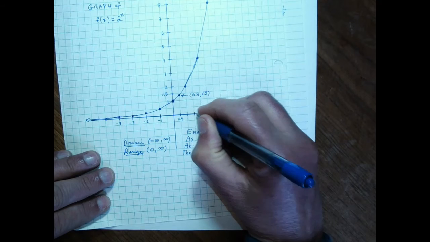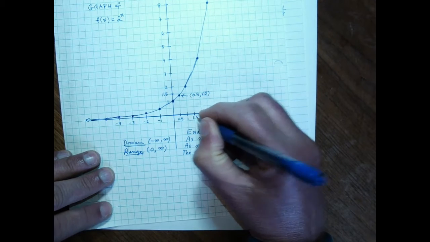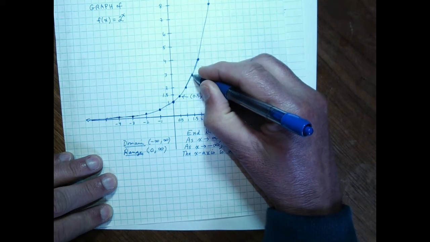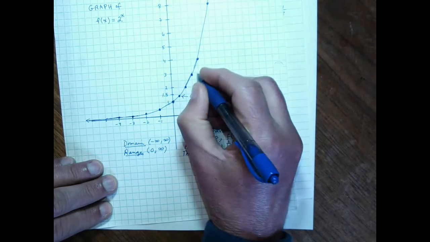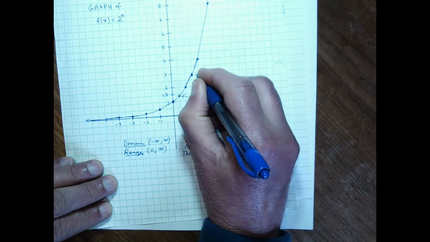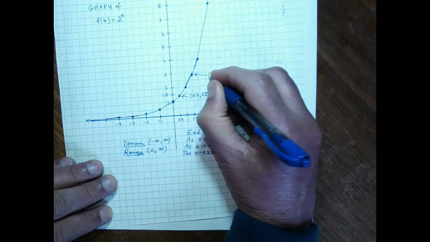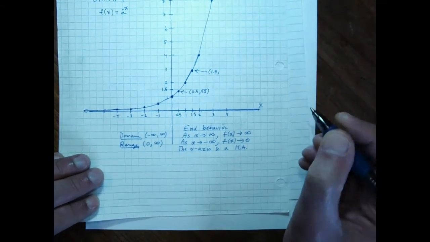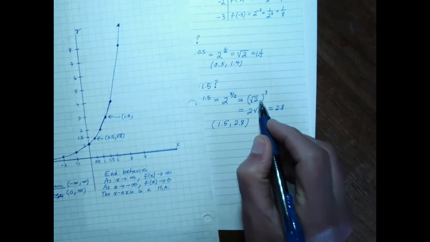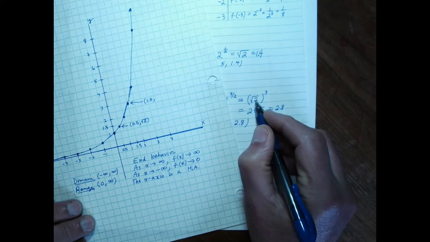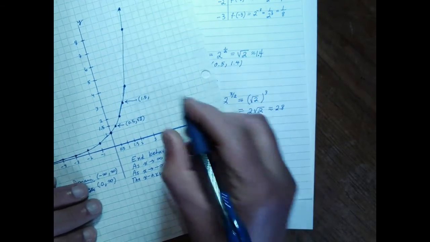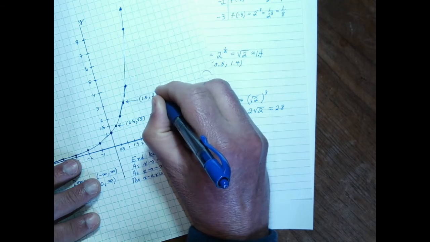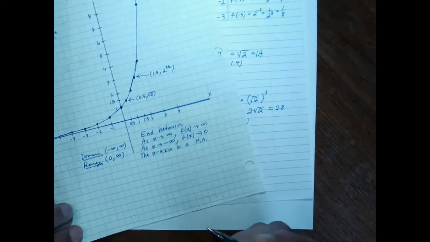Here's 1.5, and if I go up to the graph, I'm very close to 3. That looks like a y value pretty close to 2.8. I'm going to write 1.5 comma. Instead of writing the decimal, I'll write the exact value, either square root of 2 cubed, or 2 to the 3 halves power there.